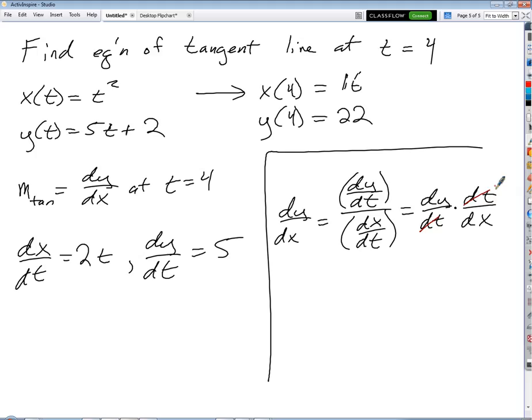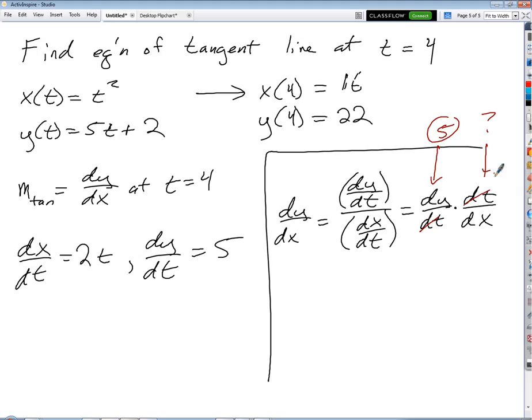Okay, so now what? This one we know, right? This one is 5. But what's that? Well, dx/dt is 2t, but what's going to be dt/dx then? 1 over 2t. Yeah. Okay, so it works.